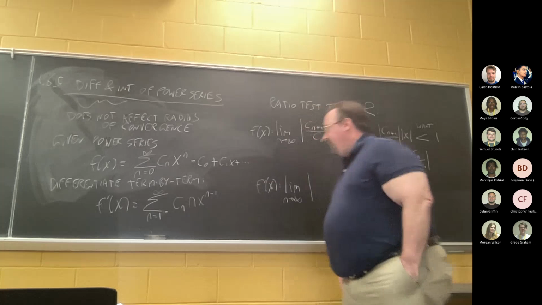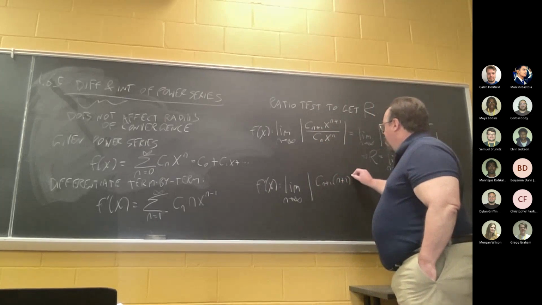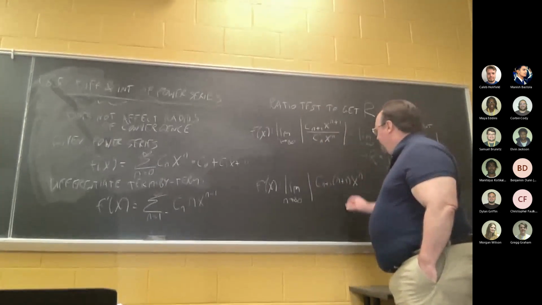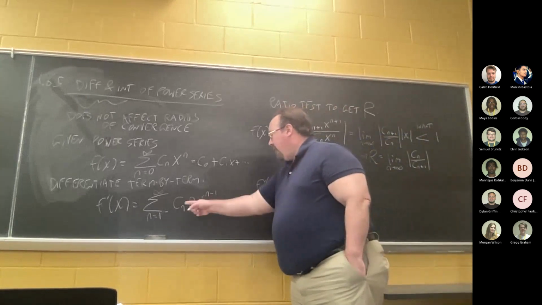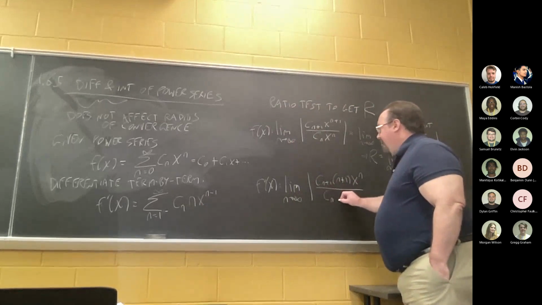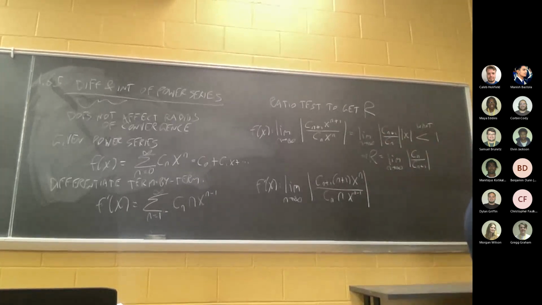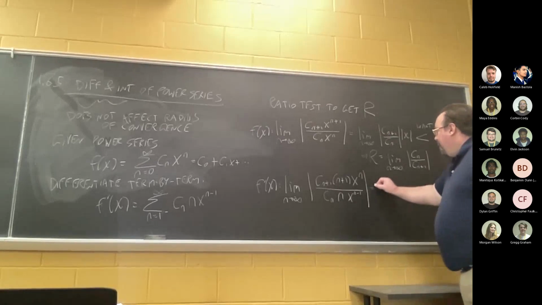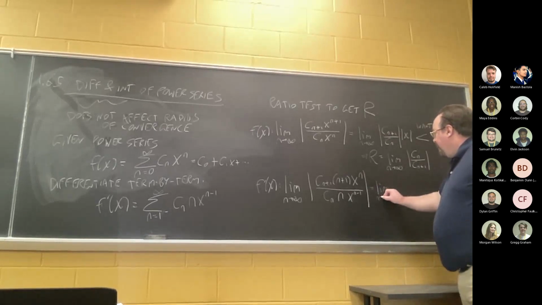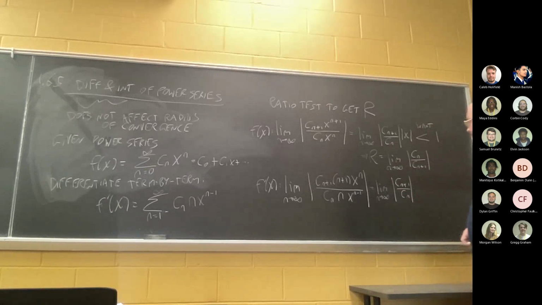I take the n plus 1 term, so that's going to be Cn plus 1 times n plus 1 times x to the n. So I replace n by n plus 1 throughout this expression, over Cn times n times x to the n minus 1. Now I simplify what I can. And I have Cn plus 1 over Cn again, that part doesn't change. And then I have n plus 1 over n. And then I also have the absolute value of x.